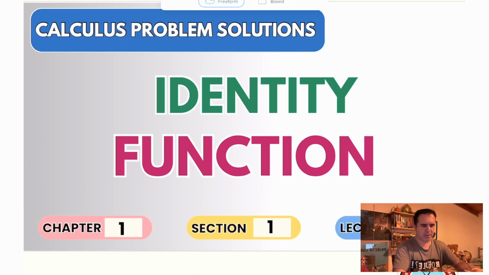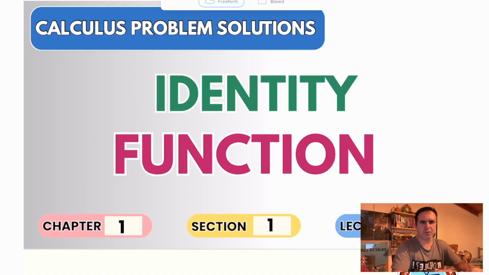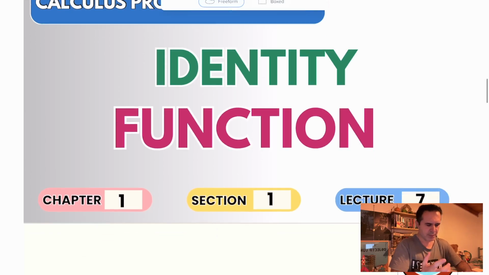Hi everyone. In today's calculus problem solutions lecture, we will explore identity functions. Understanding this basic type of function will make working with more complex functions much easier for you.